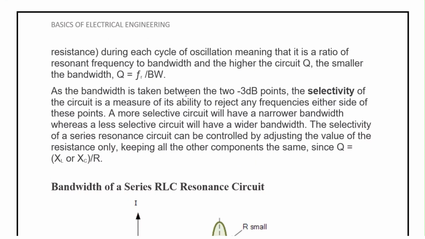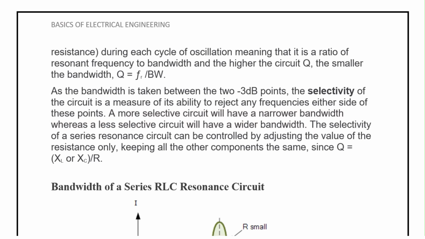As the bandwidth is taken between minus 3 dB points, the selectivity of the circuit is the measure of its ability to reject the frequencies on either side of these two points. A more selective circuit will have a narrower bandwidth, whereas a less selective circuit will have a wider bandwidth. So if it is narrow, then it is more selective. If the bandwidth is wider, then it is less selective.